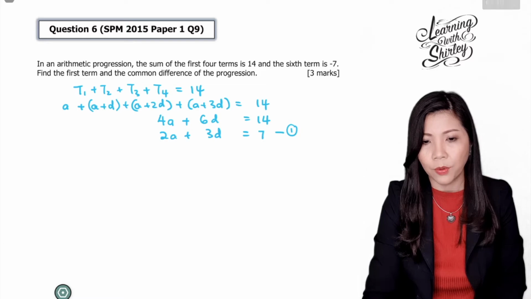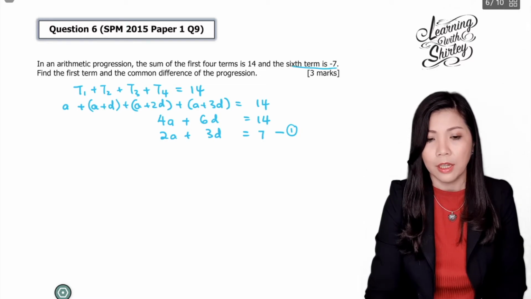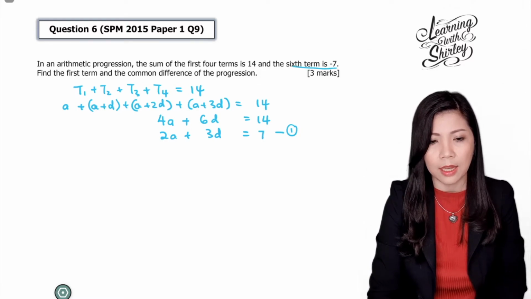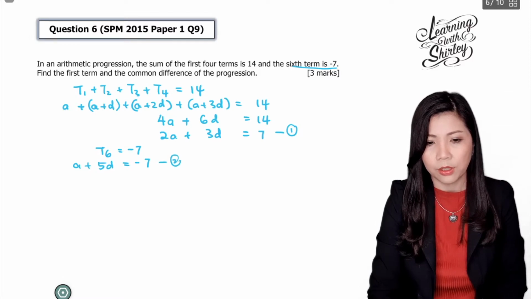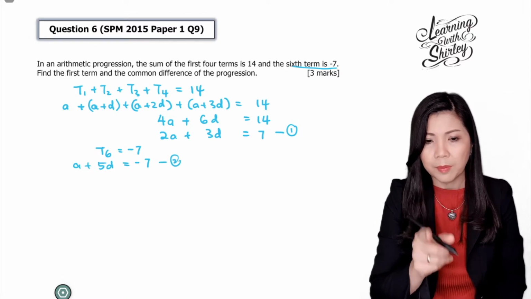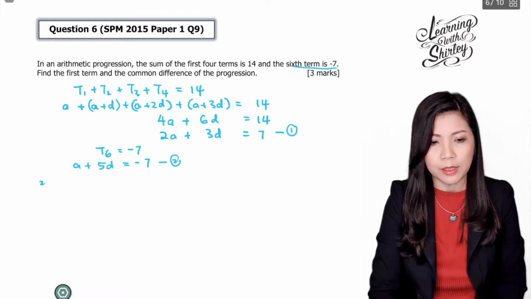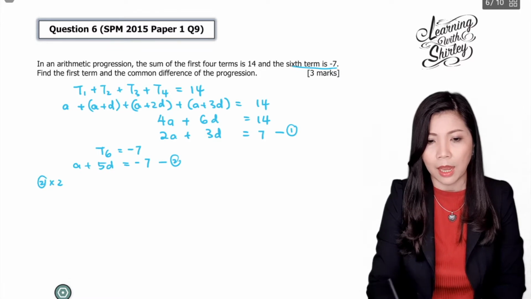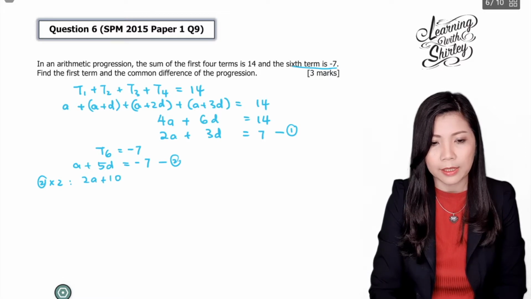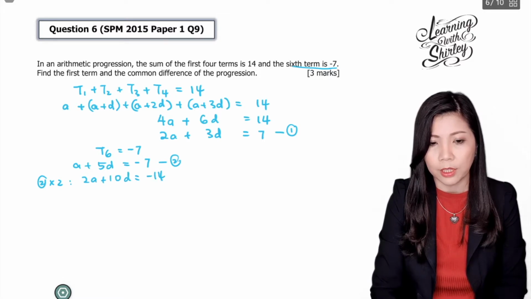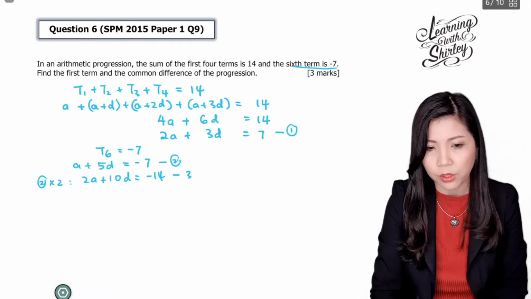I take this as equation 1. The next info is the 6th term is -7, which means T6 is equal to -7. So this is a plus 5d equals -7. This is equation 2. I'm going to use the elimination method, so my equation 2 I have to times 2 because I want to eliminate the a. Times 2 we get 2a plus 10d equals negative 14. This is equation 3.